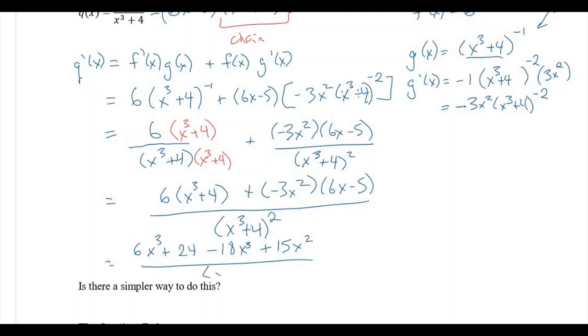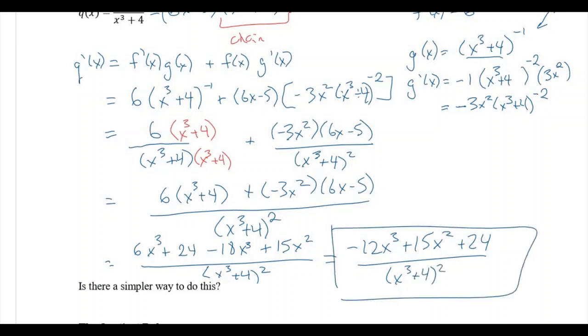And all over x cubed plus 4 squared. We combine the like terms and we should get negative 12x cubed plus 15x squared plus 24 all over x cubed plus 4 squared. So using chain rule and product rule, we can find that, but as you can tell, it gets a little bit convoluted.